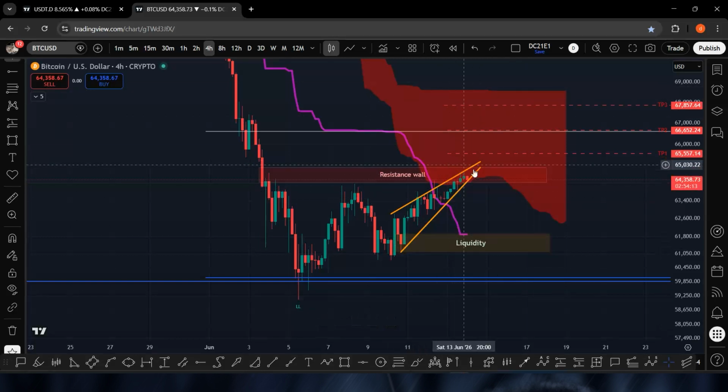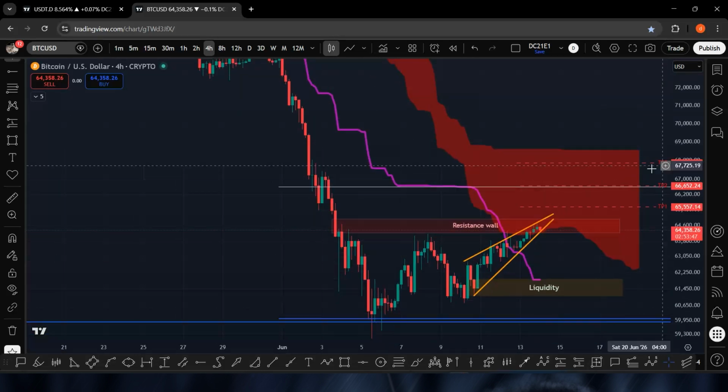The next scenario is we go down, okay, and we break this resistance wall in the next couple of hours, okay, and that will give us an edge-to-edge trade inside this thick Kumo cloud, okay? So in both scenarios, I'm expecting to test these three levels, okay?